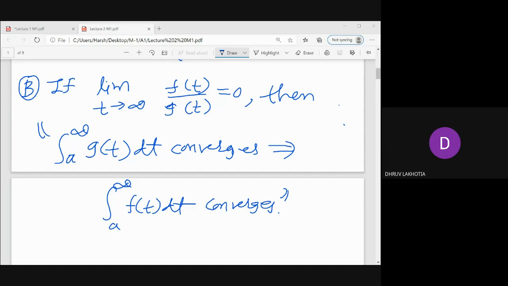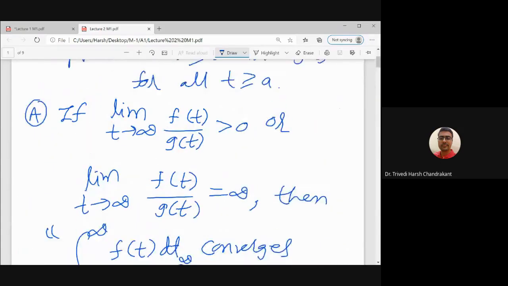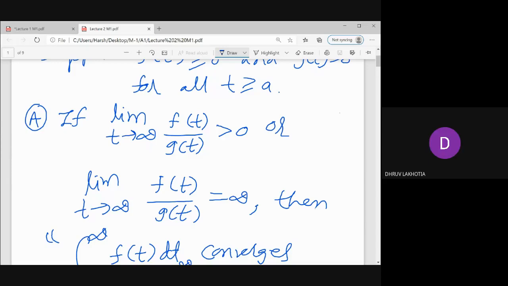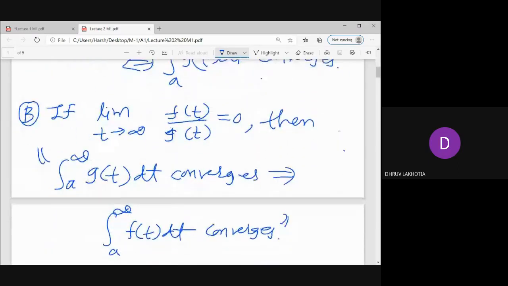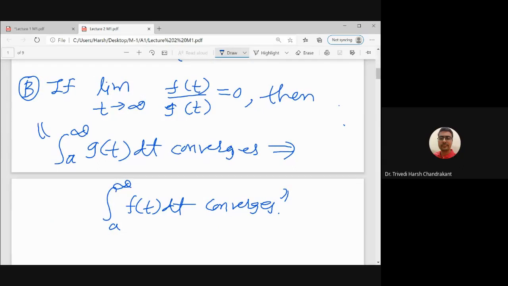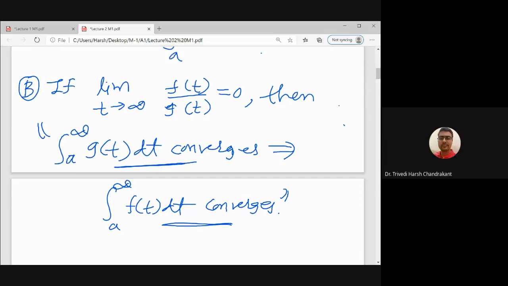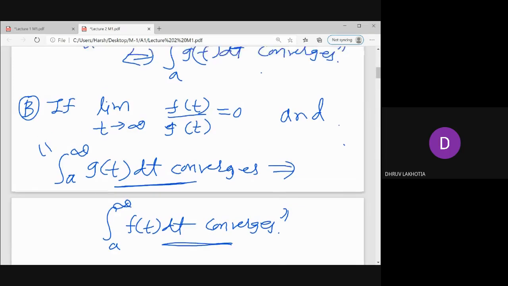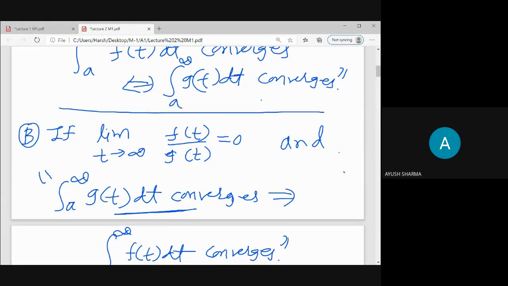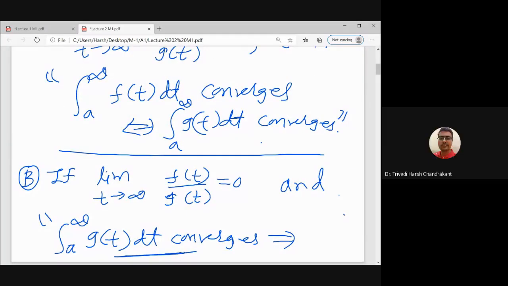Sir, aren't these two conditions the same? In the above first part, we consider the limit is greater than 0 or infinity. No sir, that is the then part: if this is true, then this happens, and then the conclusion is that whenever this converges. Sir, in the upper one also almost the same is happening. So if you want, I can rewrite it. Sir, look here too: if g(t) converges then f(t) converges, and in the upper one also, if the integral of g converges, there is a double implies. Here double implies is there. Okay, double implies means we know that. Yes sir.